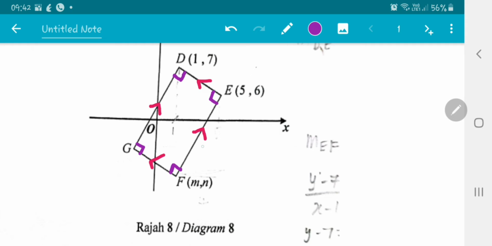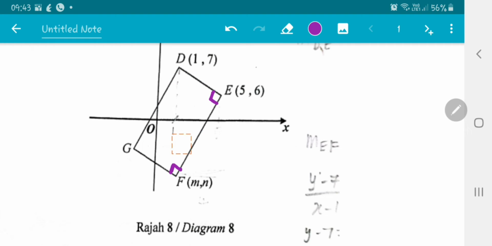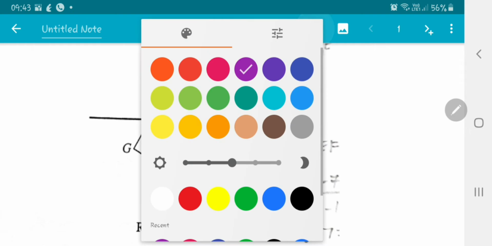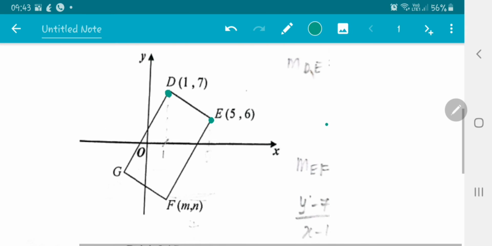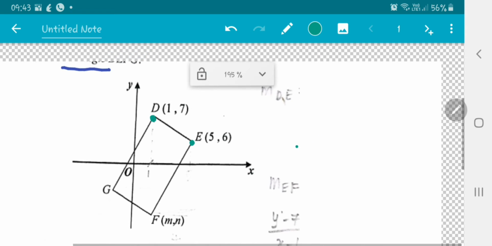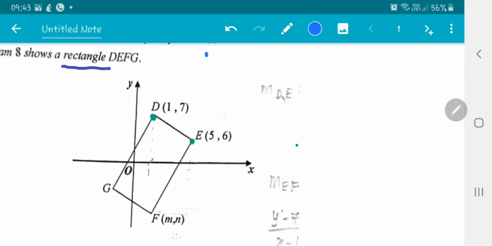So whatever it is, both concepts need you to find the gradient. So first of all, you tengok sahaja complete point, you cari gradient dulu. Okay, so kalau kita tengok dekat sini, okay, kita ada point D 17, E 56. So terus cari gradient DE. Okay, walaupun belum baca habis soalan, kita cari dululah gradient of DE.